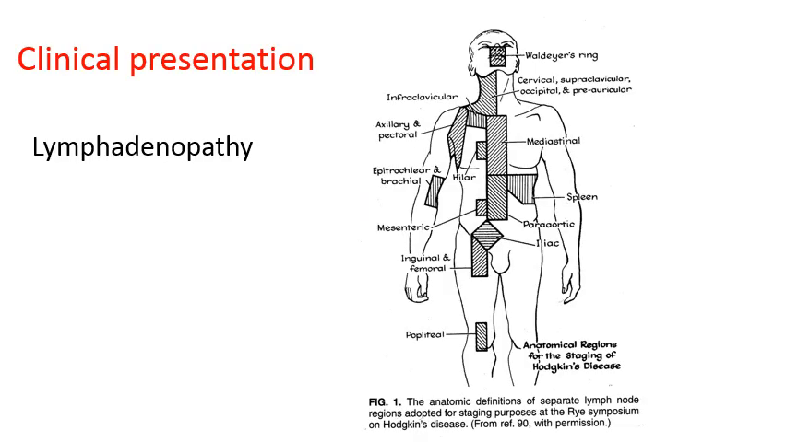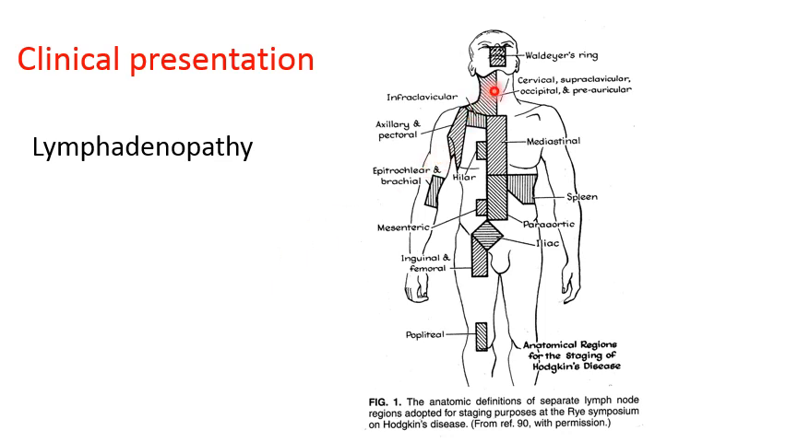So the clinical presentation is the most important part in this. The classical presentation of Hodgkin's lymphoma is a disease of lymph nodes. So the classical presentation is lymphadenopathy. Now when we do the general examination, we check for cervical, axillary and inguinal lymph nodes. But you should remember there are several lymph node groups in the body which can be examined or can be diagnosed by doing various investigations.